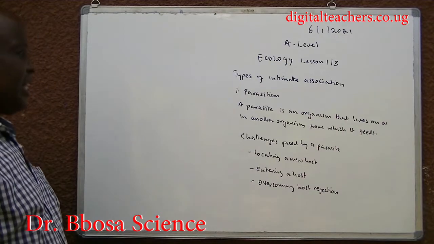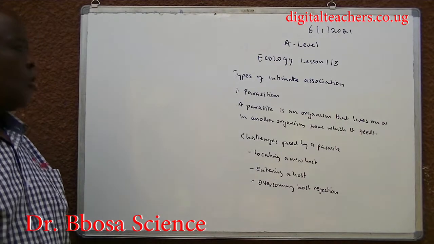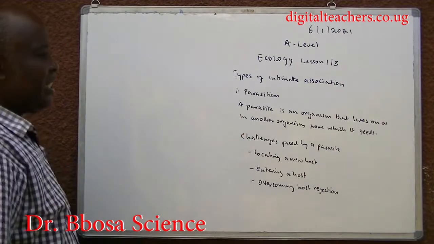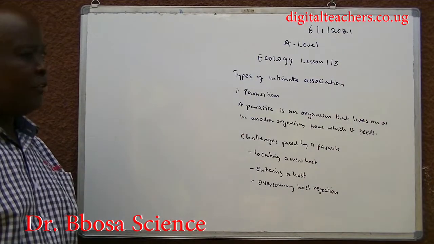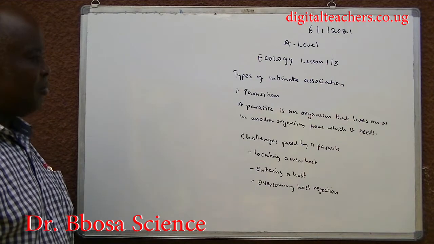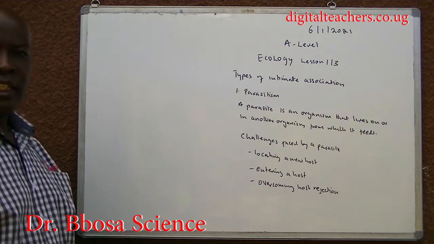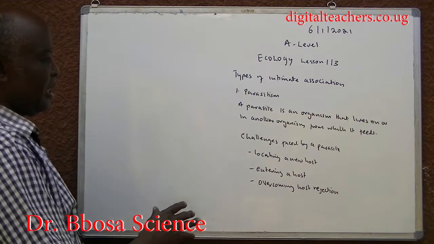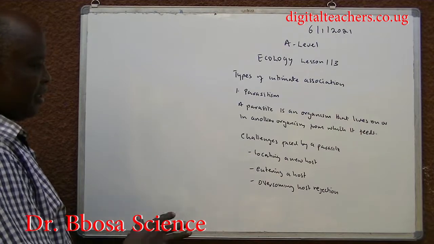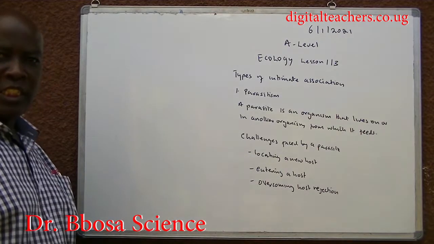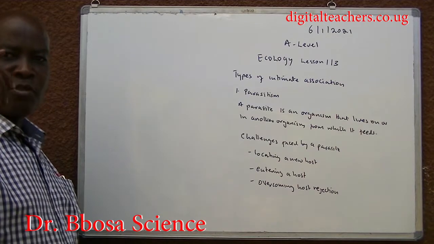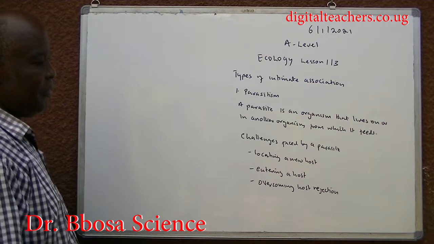Types of intimate association. 1. Parasitism. A parasite is an organism that lives on or in another organism from which it feeds. Challenges faced by a parasite. Locating a new host. How can a worm move from my stomach to somebody else's?